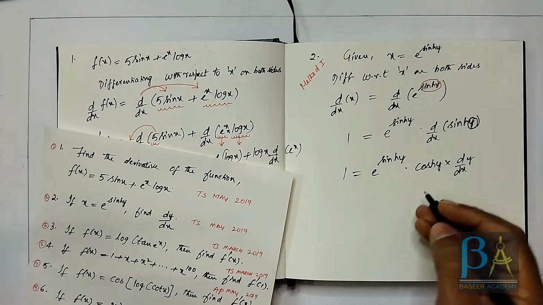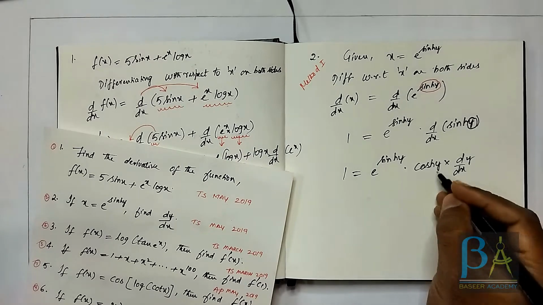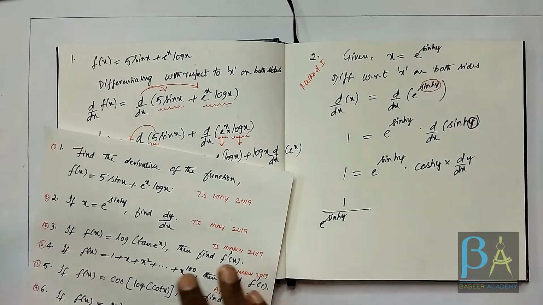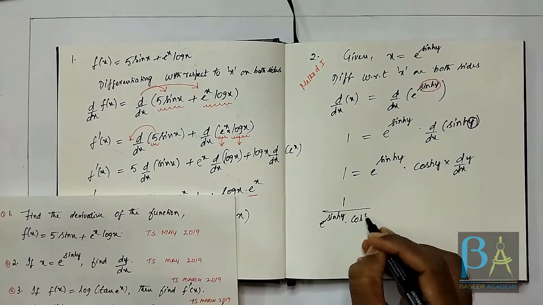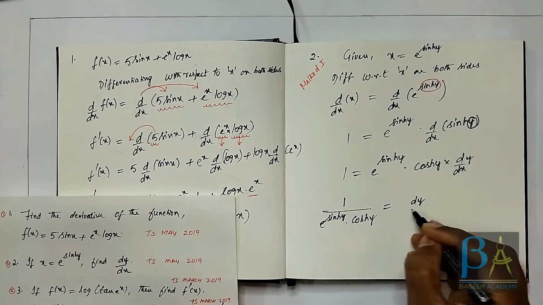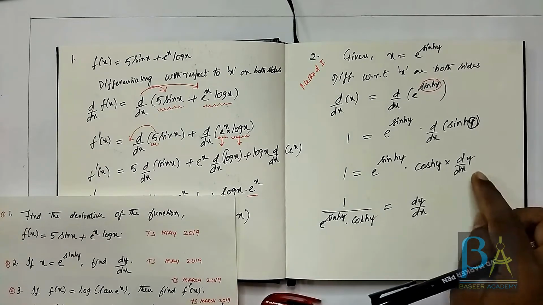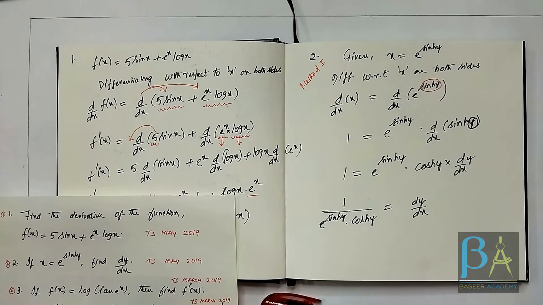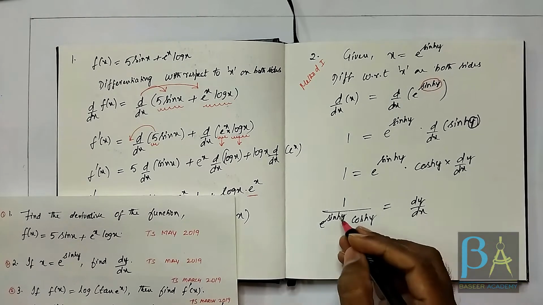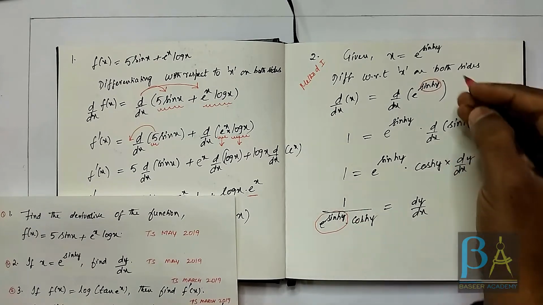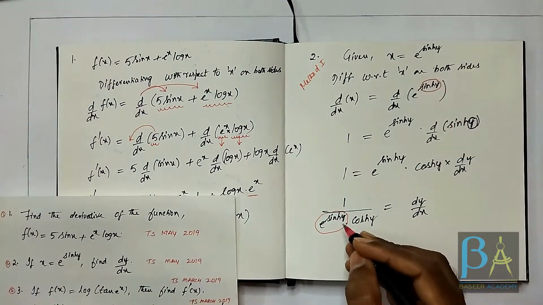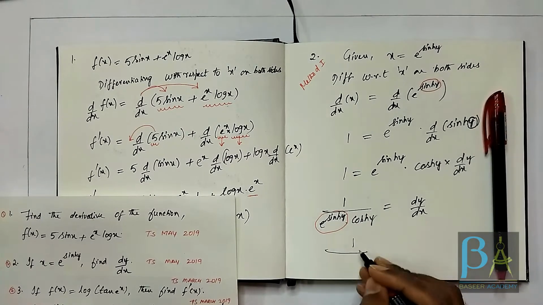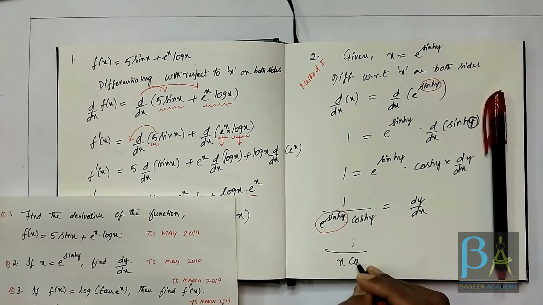What would be dy by dx? Since these two things are multiplying on the right hand side, I'm going to divide them on the left hand side. So 1 divided by e power sinh y into cosh y gives me dy by dx. So that's how you end up finding dy by dx. Now you can keep this as it is, or there is perhaps one other thing that you can do here. Since e power sinh y is x, in place of e power sinh y, I can write x. So let me replace this thing with x.